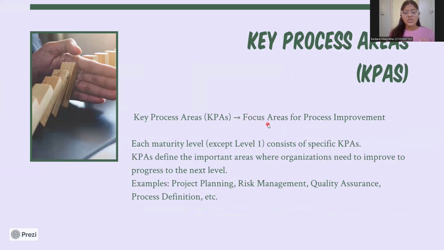These KPAs focus on the areas of process improvement. They focus only where the process is not developed and is going to be developed. Each maturity level consists of specific KPAs, as I've already said. KPAs define the important areas where organizations need to improve to progress to the next level. Examples of KPAs are project planning, risk management, quality assurance, and process definition. So this is about KPAs, which are key process areas.